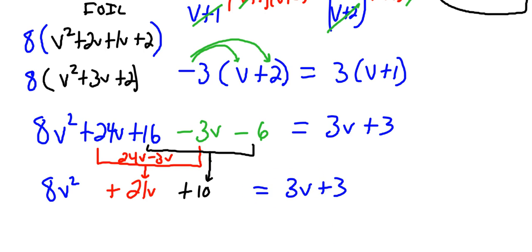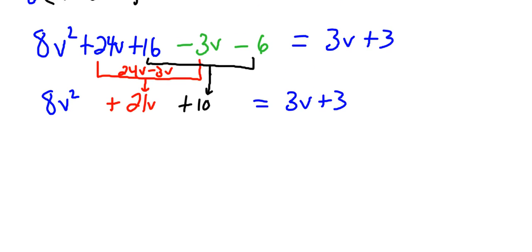Still got 3v plus 3 on the right-hand side. Okay, now we can move stuff to the left-hand side. You've got my plus 3. Let's go minus 3. Now, you can do these one piece at a time, but since we're going to also move the 3v, let's go ahead and subtract it at the same time. So we can move everything all at one time.